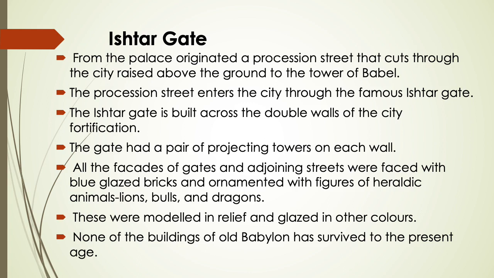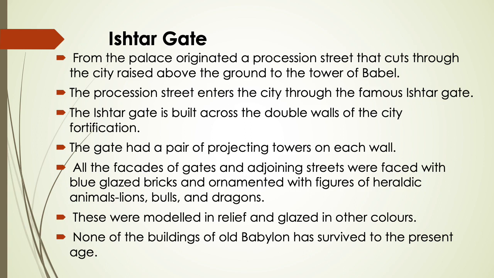Ishtar Gate. Ishtar Gate was very famous. From the palace originated a procession street that cuts through the city, raised above the ground, to the Tower of Babel. The procession street enters the city through the famous Ishtar Gate. The Ishtar Gate is built across the double walls of the city fortification. The gate had a pair of projecting towers on each wall.